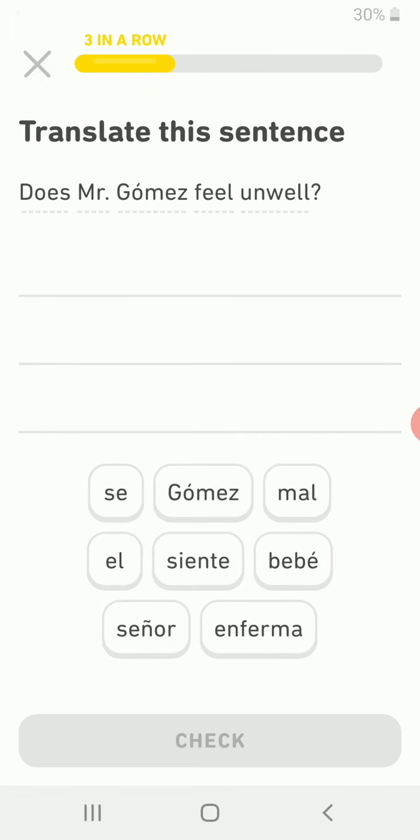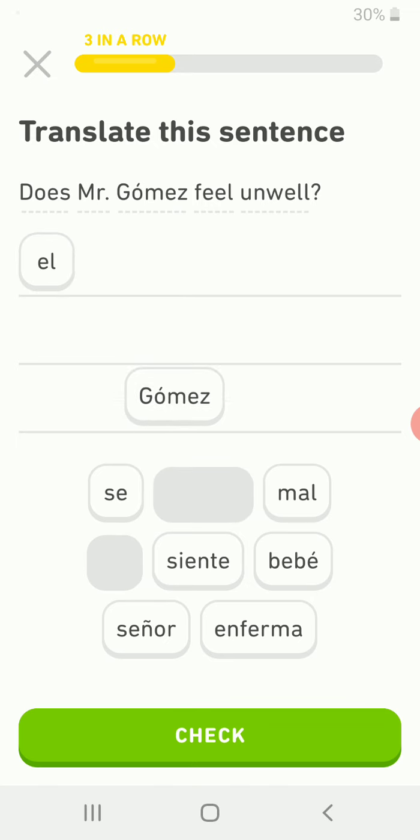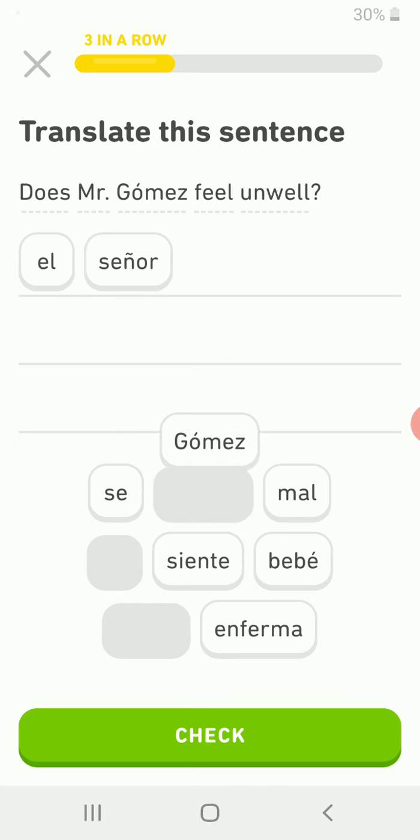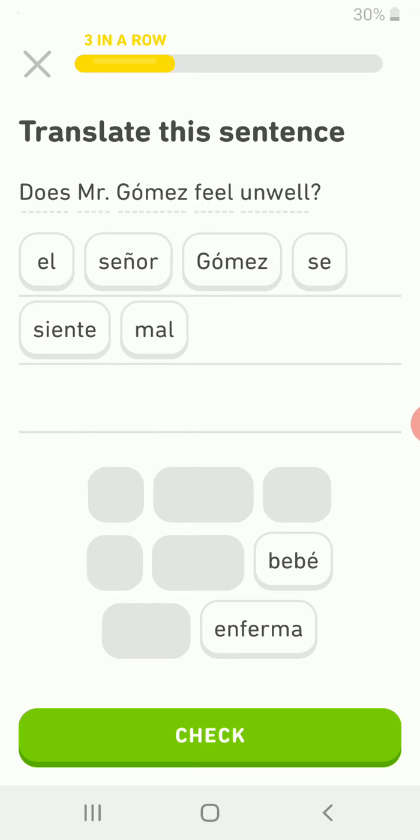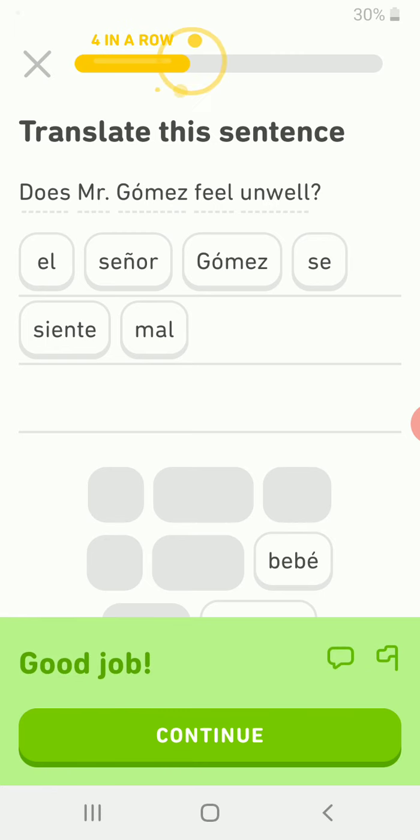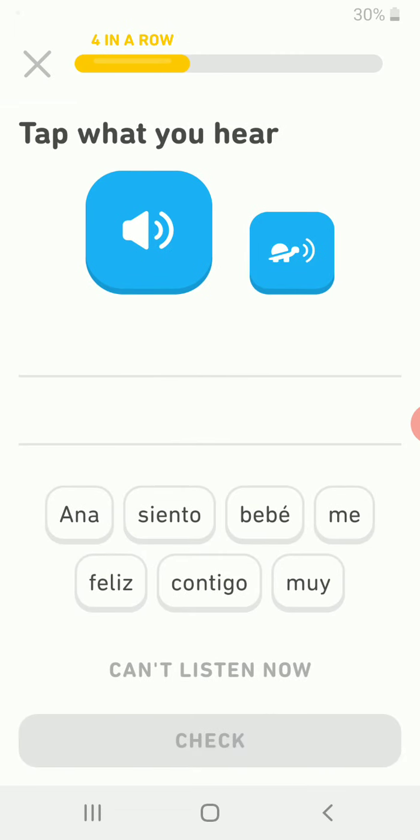And does Mr. Gomez feel unwell? El señor Gómez. Gómez se siente mal. Mal. So, mal, because there is no enfermo. Ill, mal. Unwell.